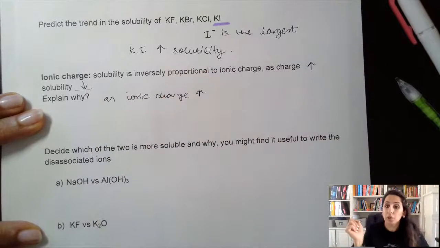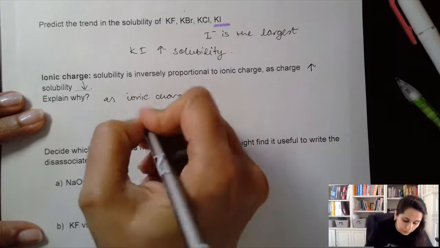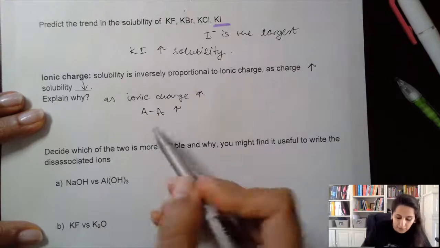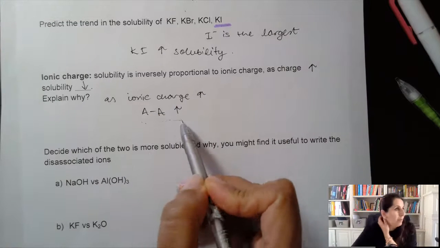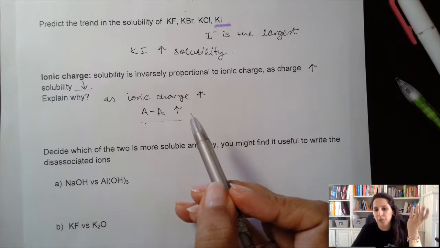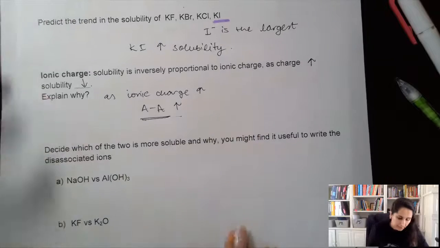what happens? The solute particles, so we're talking about water as the solvent, so if the charge is higher, the solute particles are held more strongly with each other because the charge is larger. So this means the AA interactions get higher. So if the AA is higher, AB would have to be much higher to allow for solubility, right? So that's why solubility would decrease.